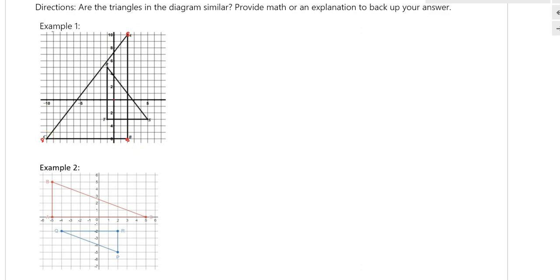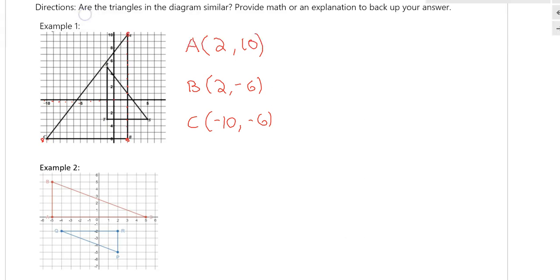So in order to do this, the first thing I'm going to do is just write down my starting points. A is at 2, 10. B is at 2, -6. And C is at -10, -6. Okay, so that's where I'm starting.